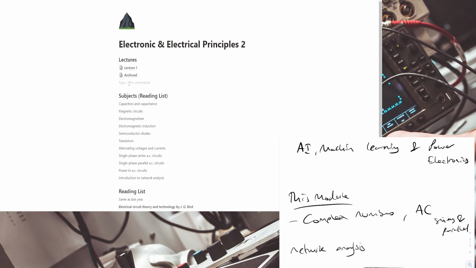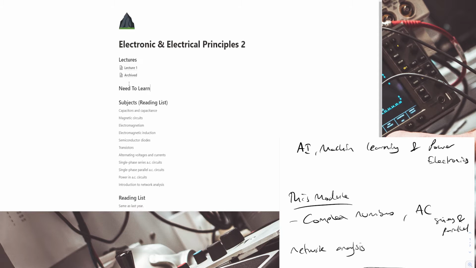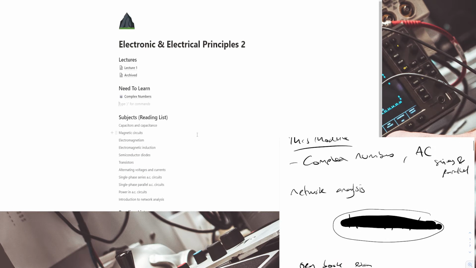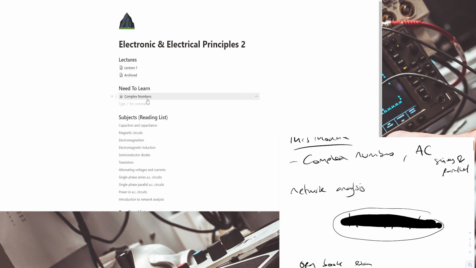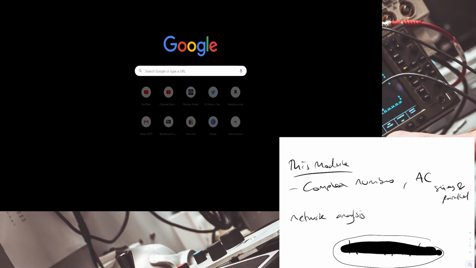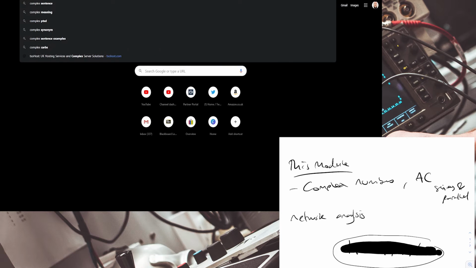Alright, so let's do need to learn. And then we can do complex numbers. Okay, so I need to learn complex numbers, and then I've got to learn about AC. That's fine. But I'm just going to quickly check, because I can't really remember what complex numbers are. I remember it's like an i number, so let's just search complex numbers.